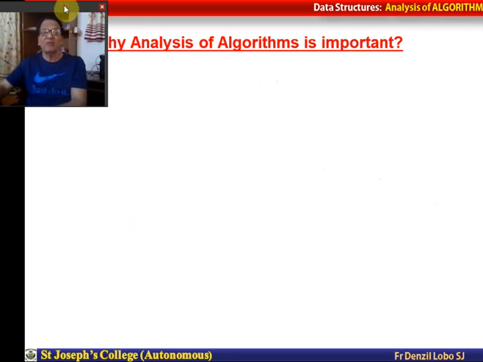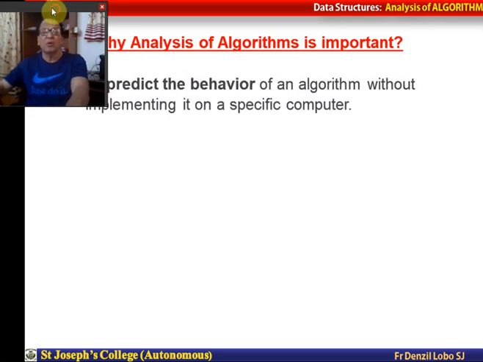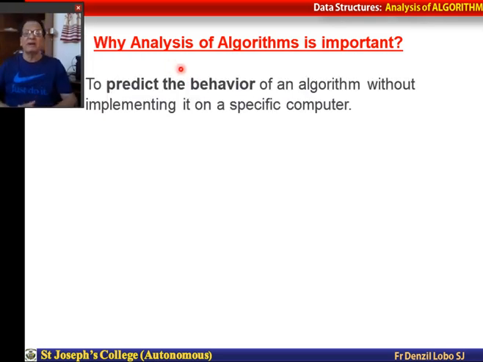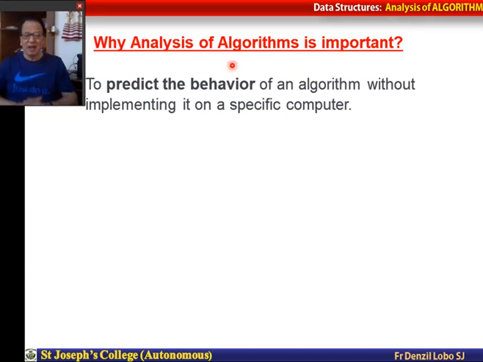Why analysis of algorithms is important is the next question. We are going to deal with the analysis of algorithms. So let us go through each one of these. We want to predict the behavior of an algorithm without implementing it on a specific computer. Even before we implement, I have the algorithm, I want to study it and see how good it is. Therefore, even before implementing it, I can analyze the algorithm and come to a conclusion whether it is good. We find out the best case and the worst case.